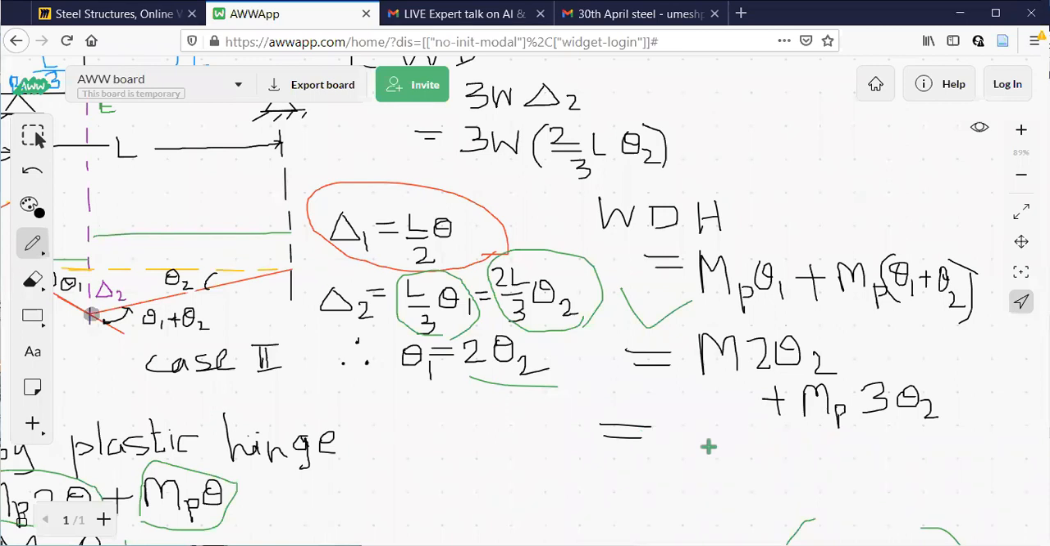Yes, sir. You can see these examples are very simple actually. If you solve one or two examples, you can solve any problem in this. So MP 2 theta 2, MP 3 theta 2. How much is this one? 5 times. Am I right or no? MP theta 2. So equate this and this, that's all. Equate this expression. You can call this as 1 or this as 1. It is left to your choice.